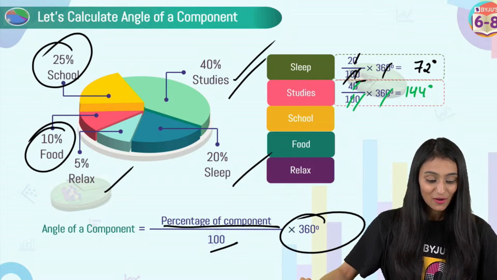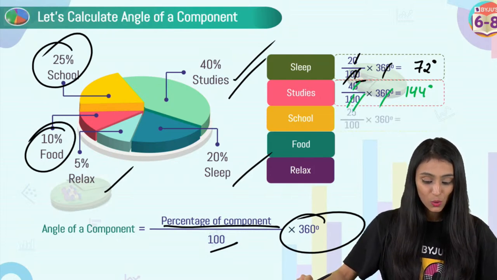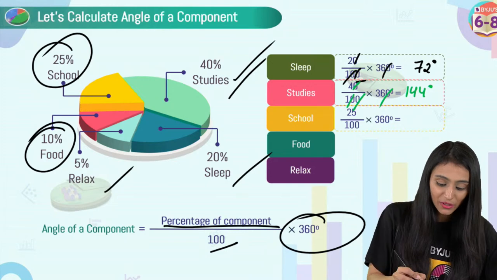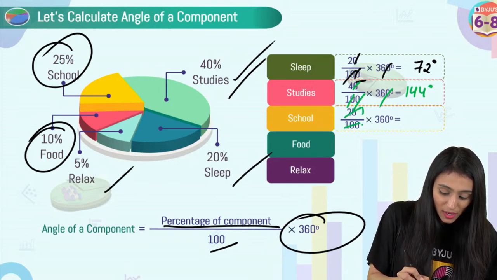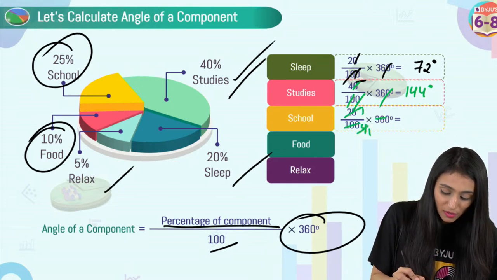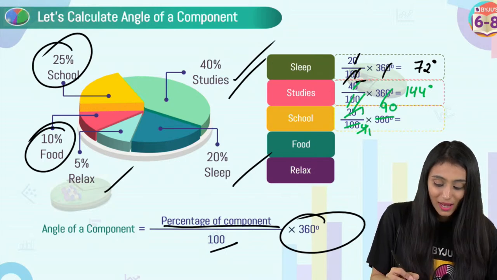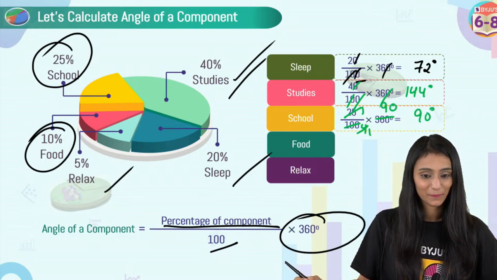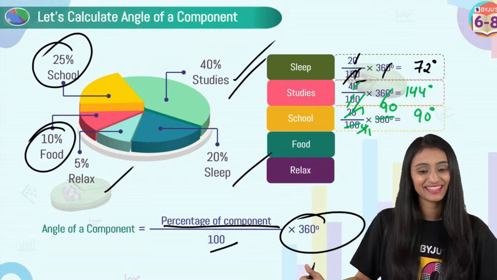Talking about school. For school, it's 25%. So 25 by 100 into 360 degree. 25 times 1, 25 times 4 is 100. 4 times 1, 4 times 9 is 36. 0 as it is. It is 90 degrees. Yes, Neha, I've understood, right?